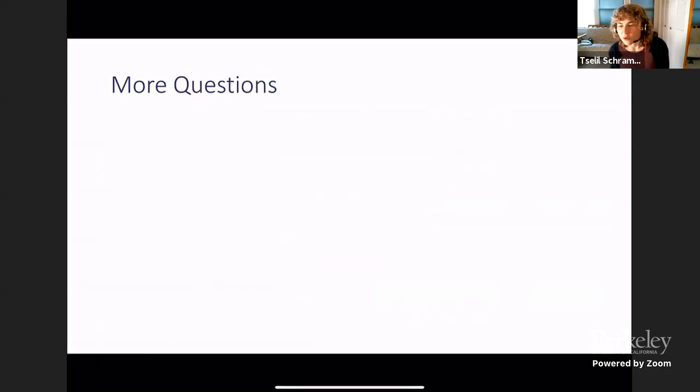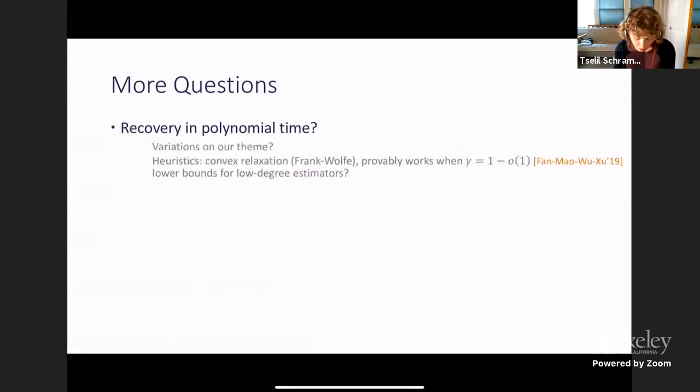Going back to some more concrete questions to conclude. I think pretty clearly the big open question is, can we do recovery of the permutation in polynomial time? Many variations on our theme are possible, or you could try something completely different, like using convex relaxation. Convex relaxations are known to work when the noise rate is very small. So when you have 1 minus little o(1) correlation, is it the case that convex relaxations could succeed for gamma like 1/100?